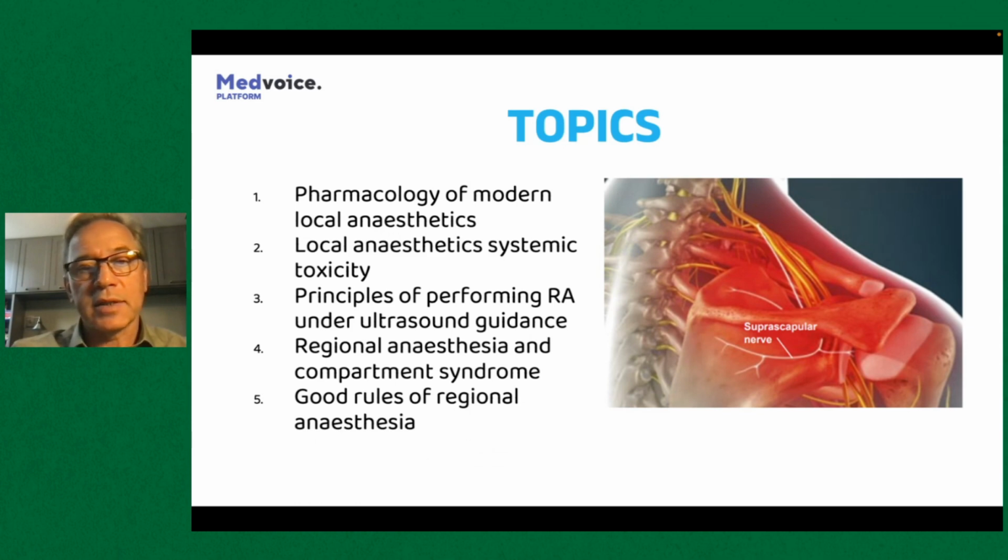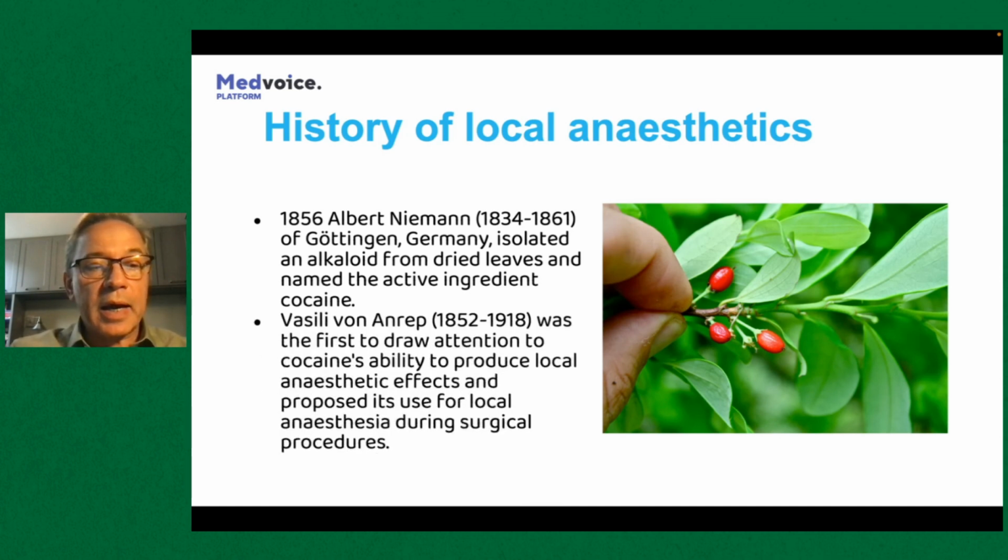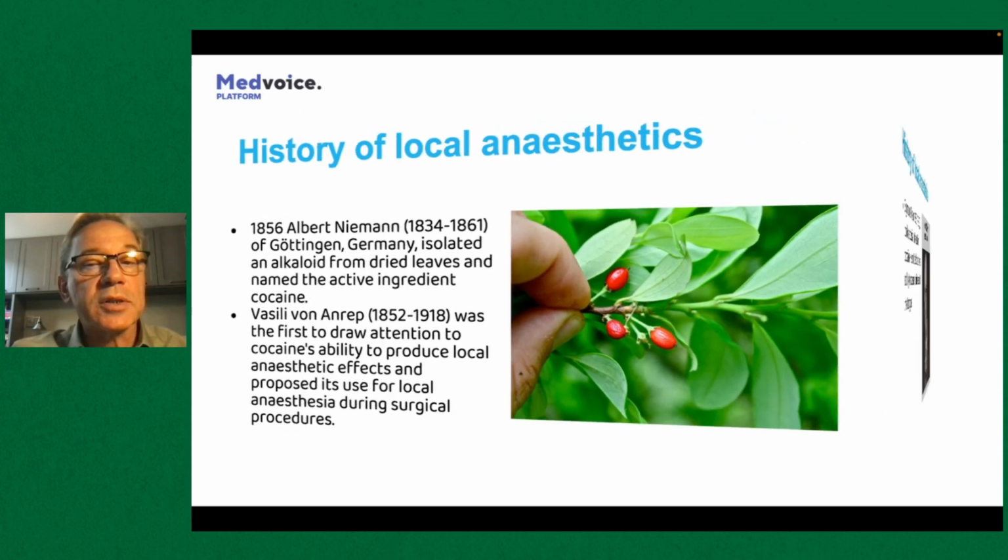of regional anesthesia. But first, a little bit about the history of local anesthetics, and it starts in 1856 when Albert Niemann of Göttingen, Germany, isolated an alkaloid from dried leaves and named the active ingredient cocaine. But it was not until Vasily von Anrep drew attention to cocaine's ability to produce local anesthetic effects, and it was he who proposed the use of local anesthesia during surgical procedures.